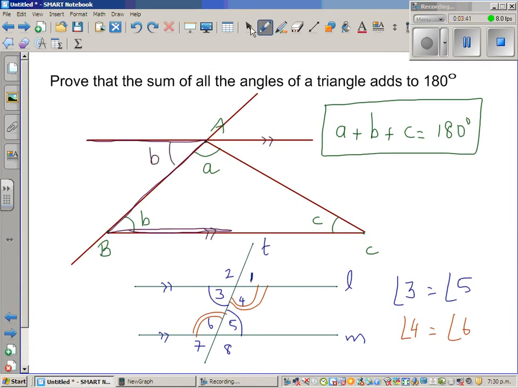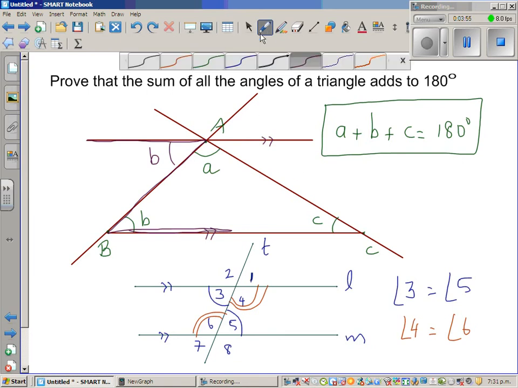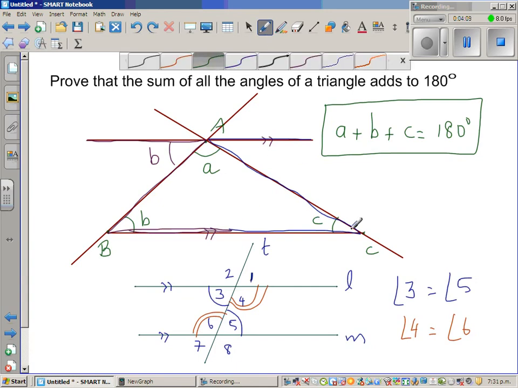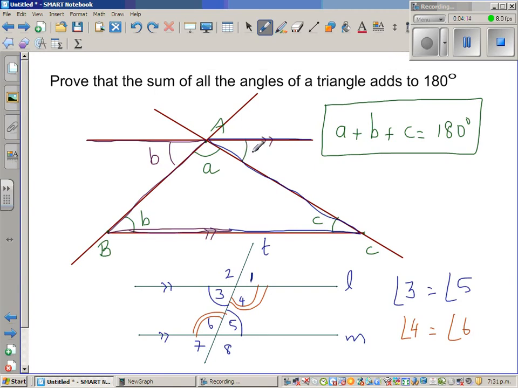In the same way, if we make this a transversal, this is another Z. I hope you can see this mirror-like looking Z. Can you see a Z angle here? So this is the Z angle. If this is C, I'm not color coding exactly, but if this is C, this will also be C.